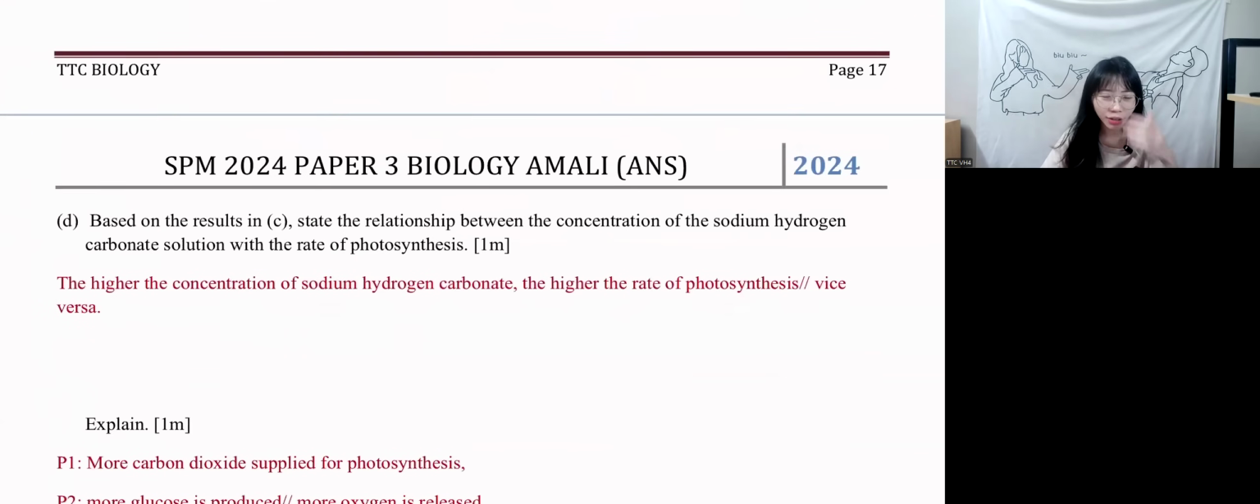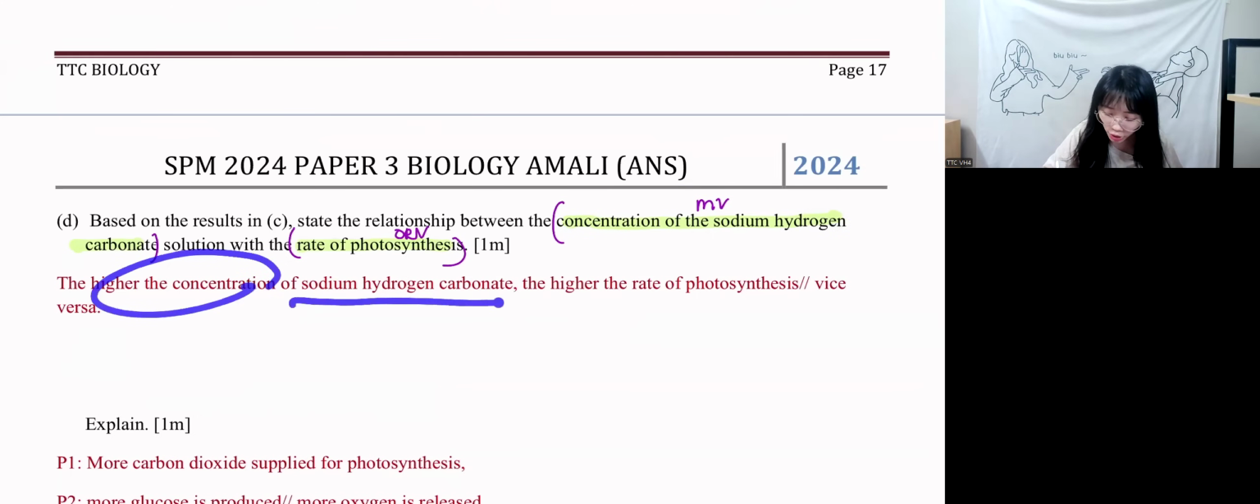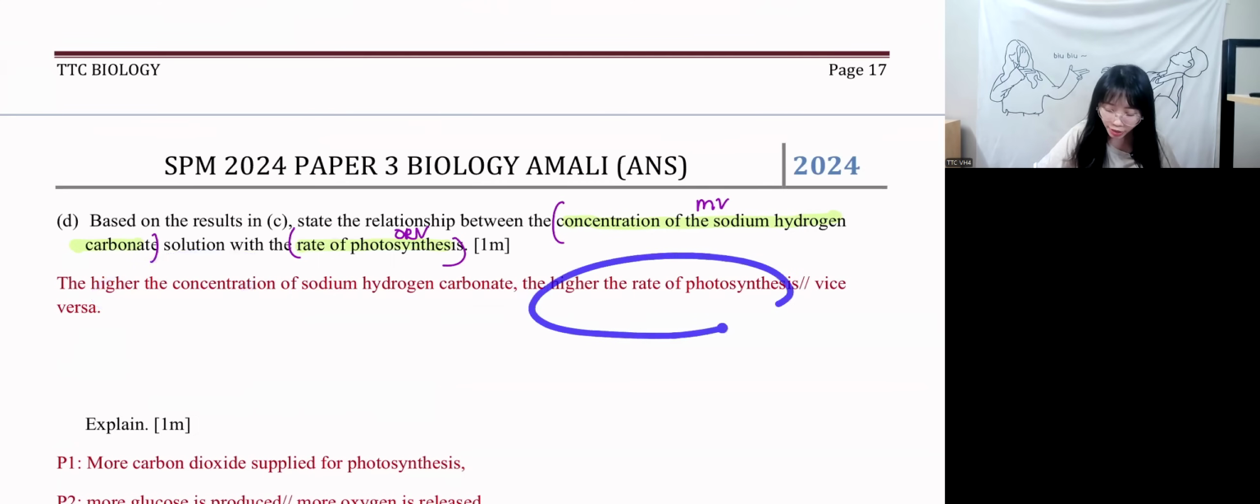Okay, I ask you, based on the result in C, explain the relationship between the concentration of sodium hydrogen carbonate solution and the rate of photosynthesis. They ask you to do what? Concentration of sodium hydrogen carbonate, rate of photosynthesis. This is your MV. This is your ORV, operational responding variable. The higher the concentration, just now we said, what is the function of this thing? To provide carbon dioxide. The higher the concentration of sodium hydrogen carbonate, the higher the rate of photosynthesis.